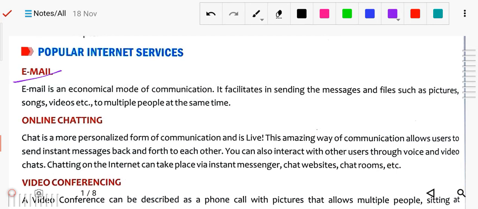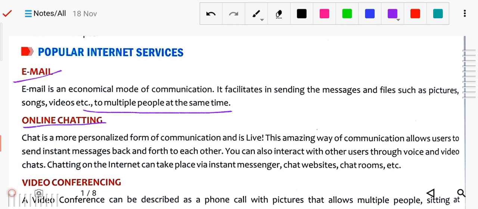Email is an economical mode of communication. It facilitates sending messages and files such as pictures, songs, videos, etc. to multiple people at the same time. We can send the same email to multiple people at the same time, and very quickly we can do it. So that's the service of email.